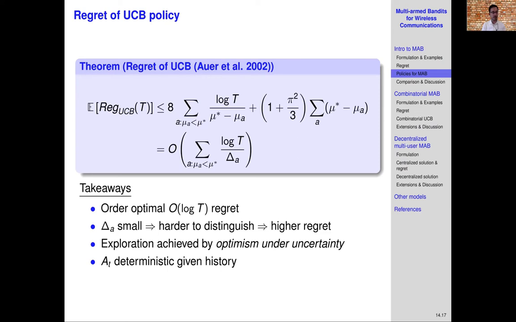The UCB achieves exploration by using the principle of optimism under uncertainty by believing that its unknown true mean is equal to the index for each arm. Another property of the algorithm is that the arm recommendation is deterministic given the history.